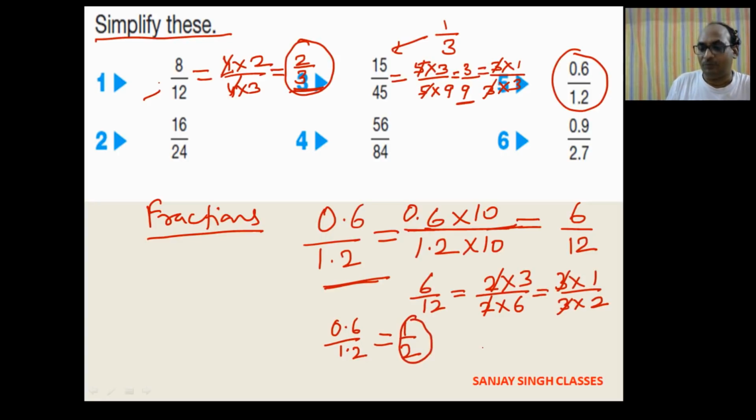Okay, right. So here we can write it as 1 by 2.